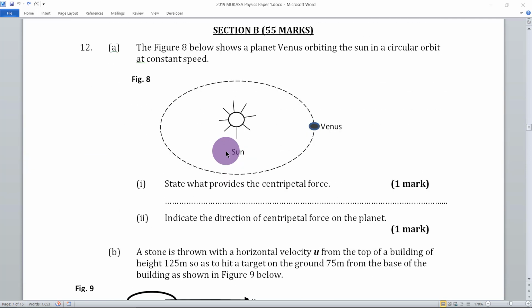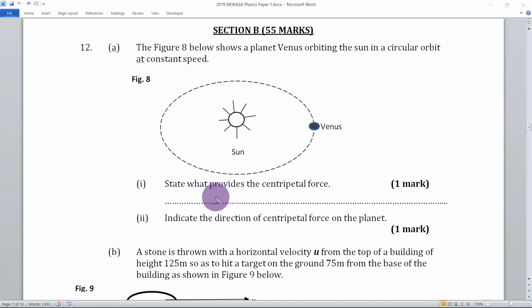So in Section B, we start with question 12. This question is in circular motion, an application of circular motion, and it is on gravitation. We are told that the figure in figure 8 shows a planet, Venus, orbiting the Sun in a circular orbit at constant speed. So its speed along this orbit is constant, and the path is circular.